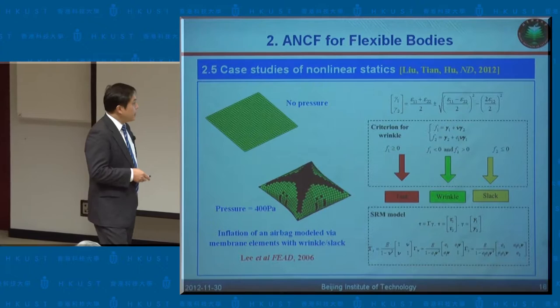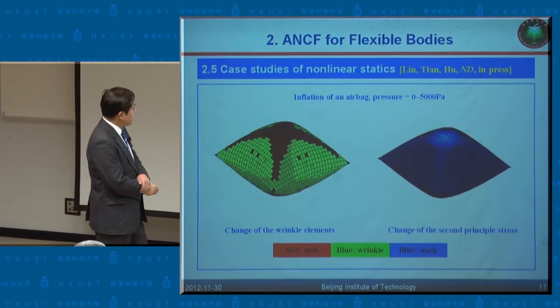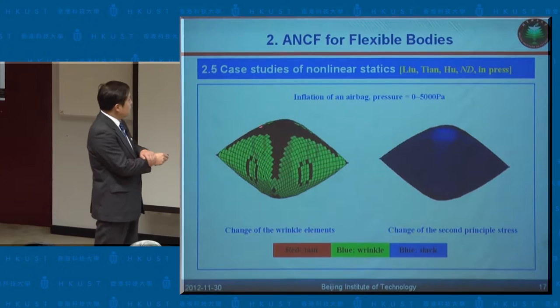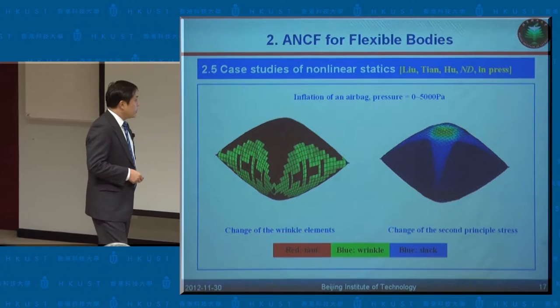an animation of the inflation. And here, the red state stands for the taut elements, and blue, the wrinkle. And at the four corners of these airbags, you can see some point in the slack state without any tension. And of course, this is a very simple numerical simulation. Later, I will give you some real applications.